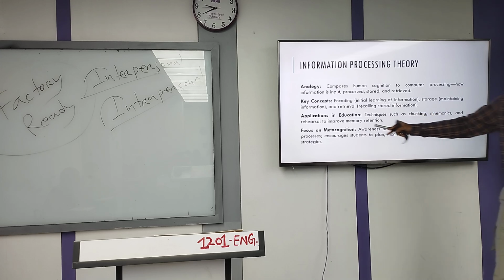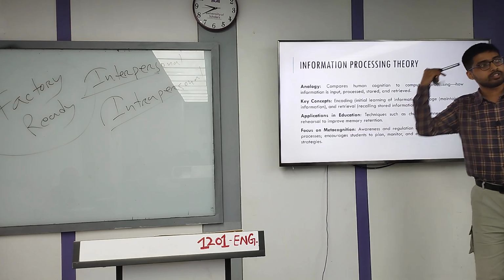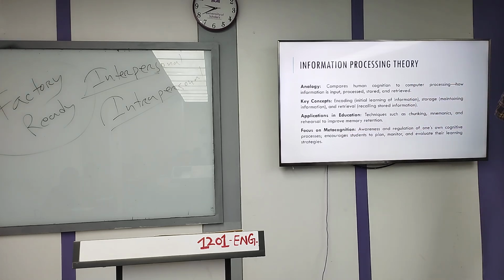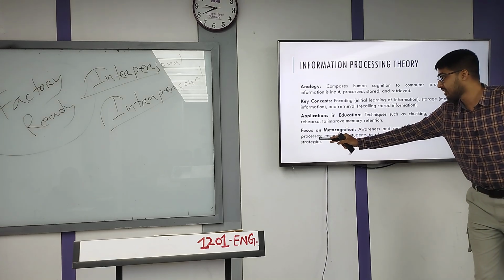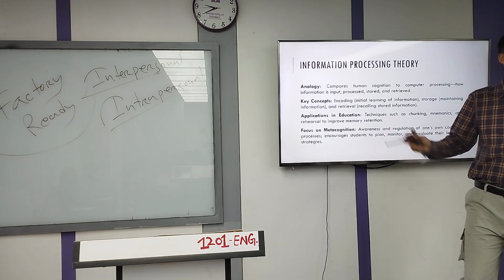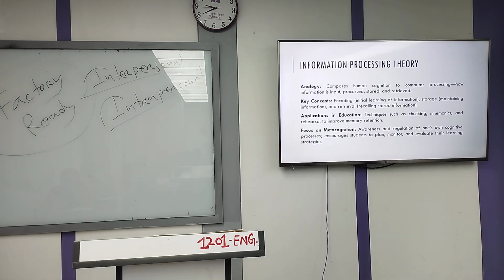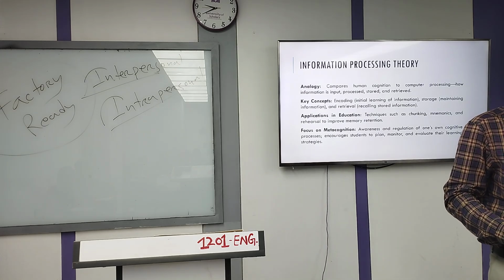Okay, the focus of metacognition. Metacognition, beyond cognition. Meta means beyond. Cognition means cognitive, cognitive means abstract ideas stored in our mind. Awareness and regulation of one's own cognitive process encourages students to plan, monitor, and evaluate their learning strategies. That means basically we are making learners autonomous. The learners will learn in an autonomous way so that they will be able to encourage themselves, monitor themselves, and evaluate their learning strategies by their own selves, and the teacher will help also, isn't it?